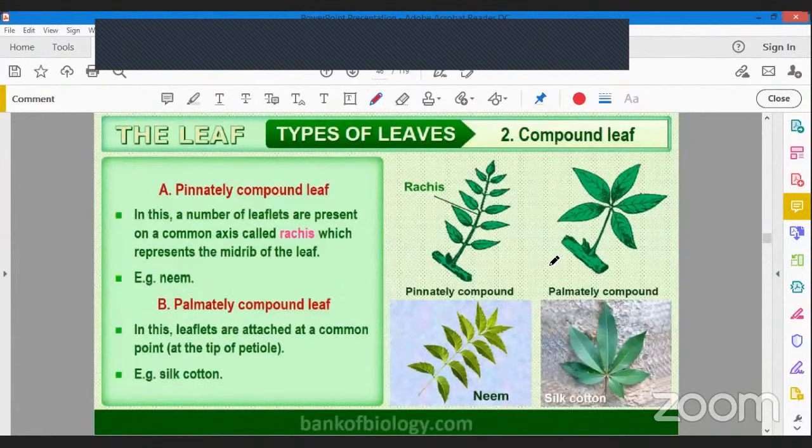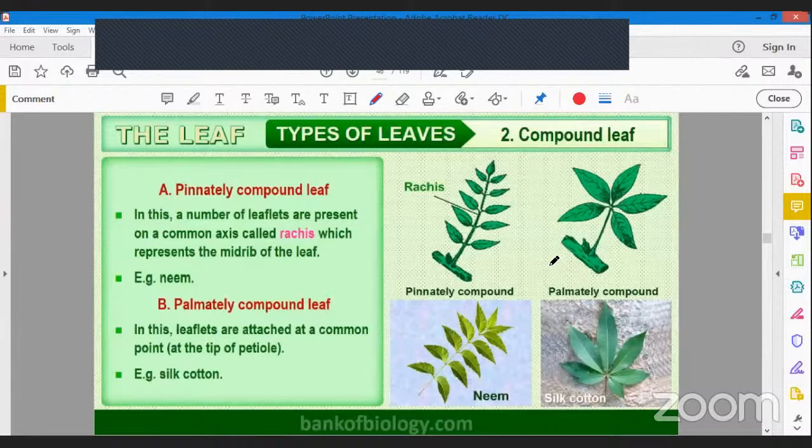So pinnately compound leaf, in this the number of leaflets are present on a common axis called rachis, which represents the midrib of the leaf. Example, neem. Take it down. Example, neem. You would have seen it, that of the neem tree. So neem, so they are present like that. So that is a common example for pinnately compound leaf.